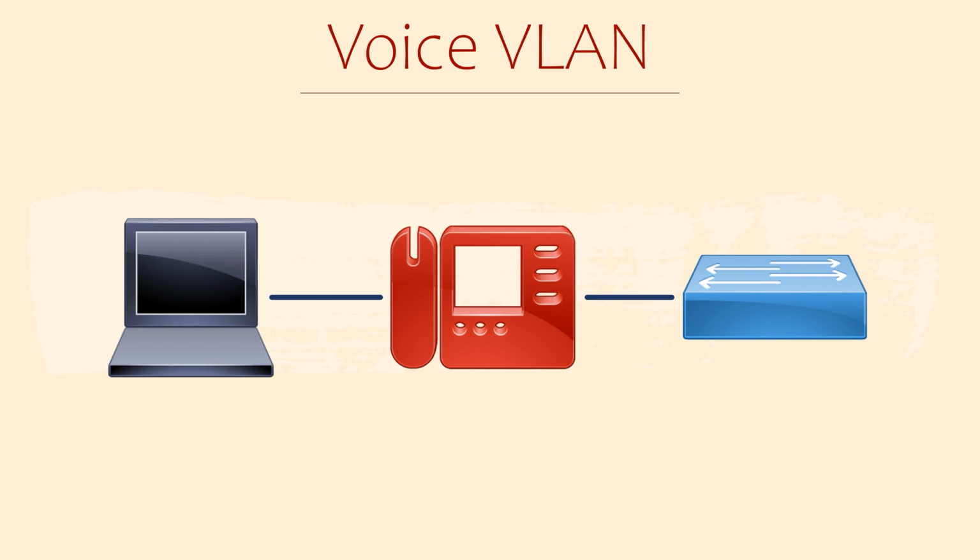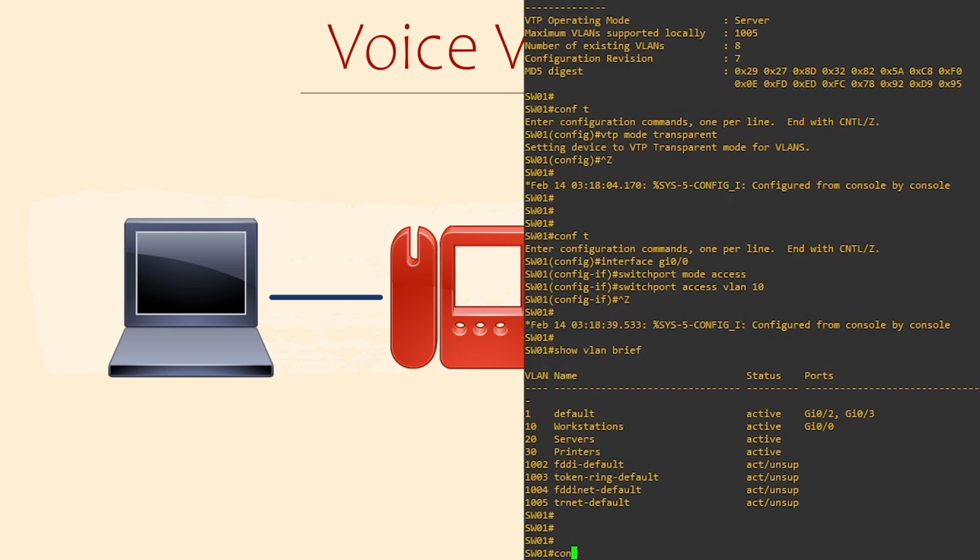We usually think of an access port as belonging to only one VLAN. However, there is an exception. This is when we have a phone and a workstation connected to the same port. Usually, the physical phone will connect to the switch, and the workstation will connect to a port on the back of the phone. In a case like this, we will configure a VLAN for voice traffic.